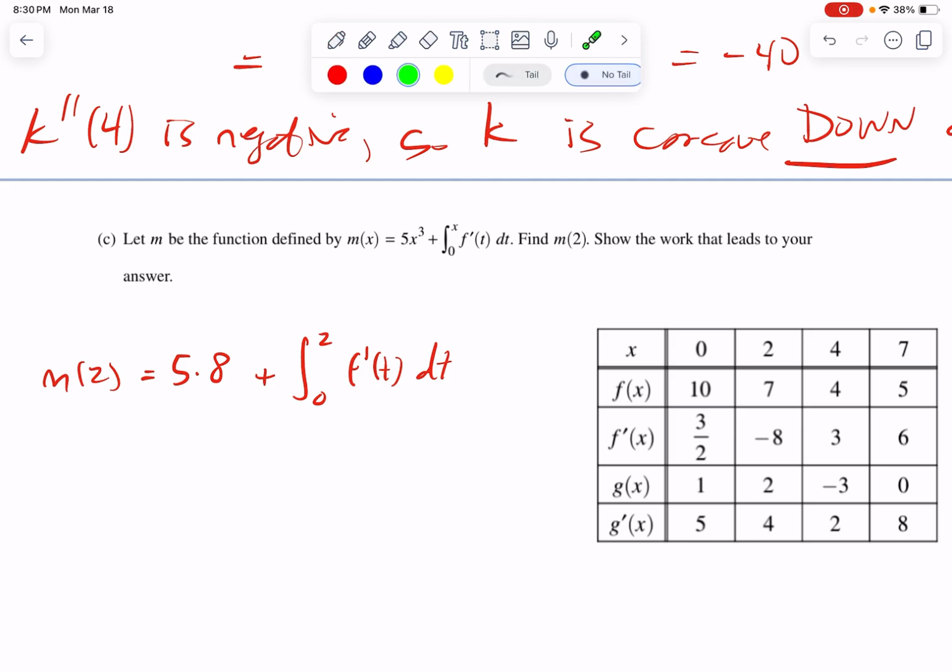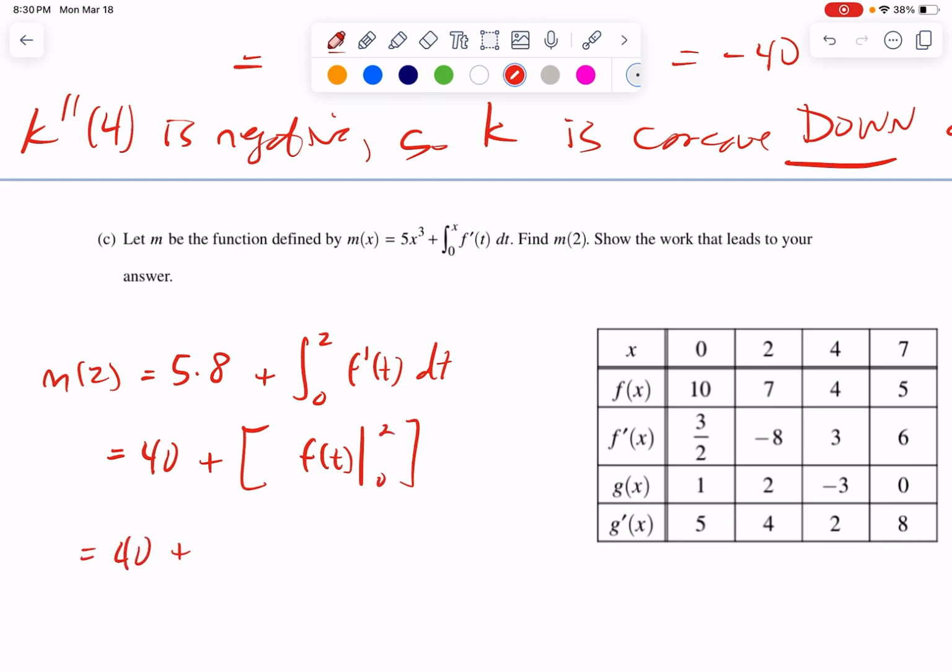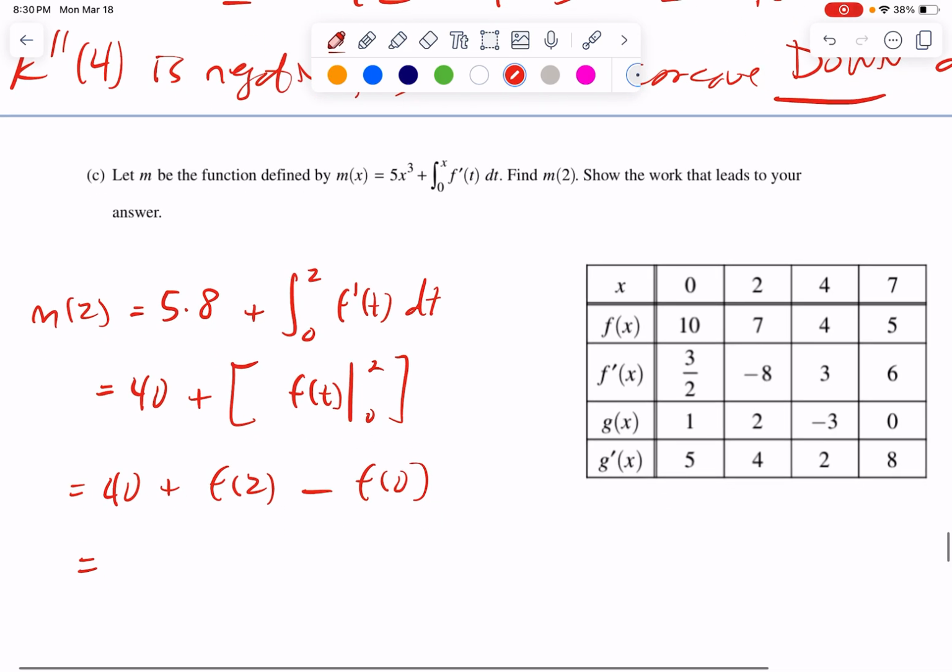So we need to make sense of this integral, and we need to realize, oh, it's a definite integral of the derivative. They're just hoping you notice that. So this is 40. And then by the fundamental theorem of calculus, this would be f of t from 0 to 2. So this is 40 plus f of 2 minus f of 0. F of 2 is 7, f of 0 is 10, so this works out to 37. That was just 1 point. Either you figure it out and you show your work or you don't.